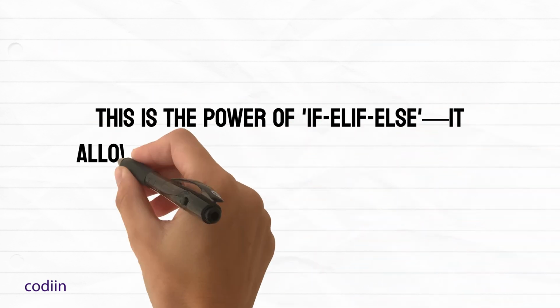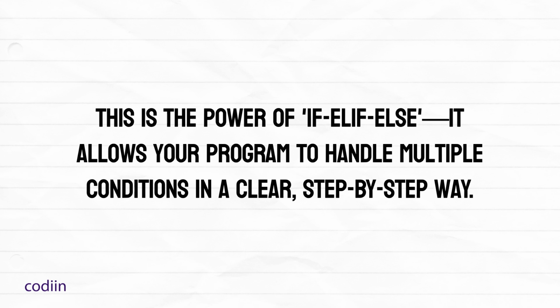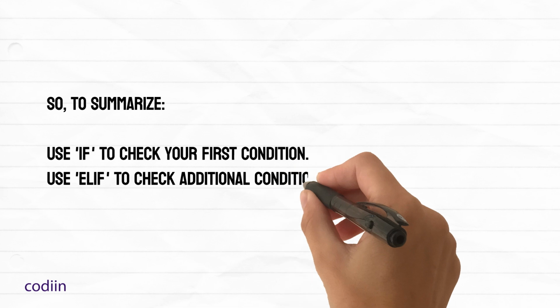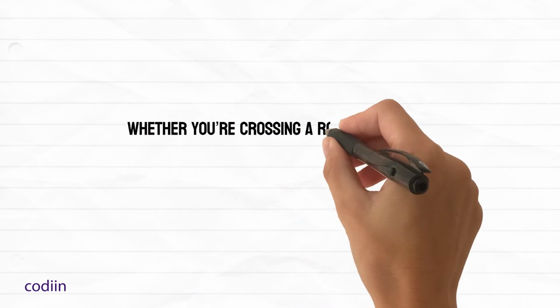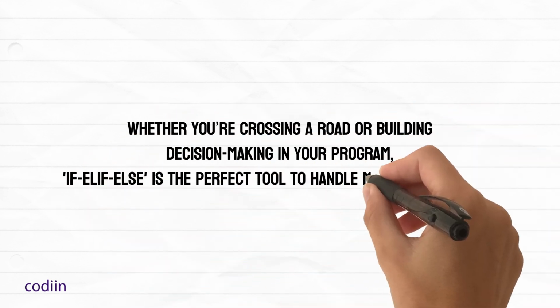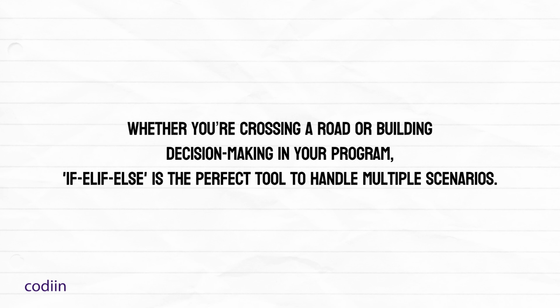This is the power of if-else. It allows your program to handle multiple conditions in a clear, step-by-step way. So, to summarize, use if to check your first condition. Use elif to check additional conditions if the first one isn't true. Use else as a fallback for all other cases. And that's it. Whether you're crossing a road or building decision-making in your program, if-else is the perfect tool to handle multiple scenarios.